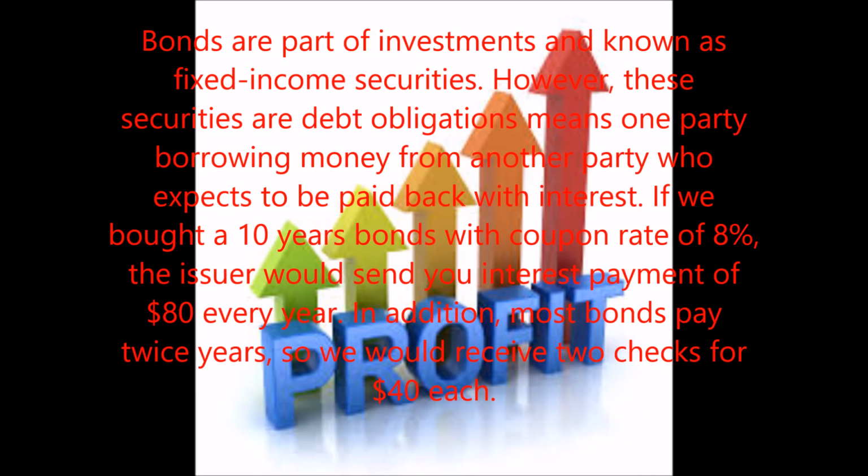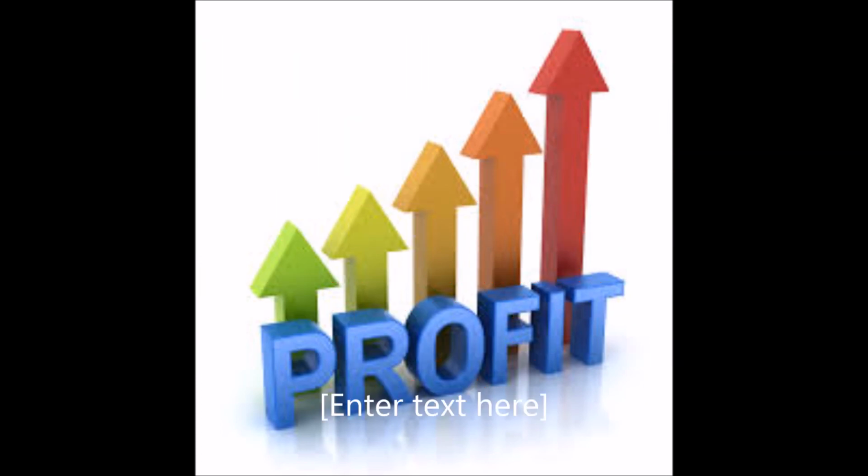Bonds are part of investments and known as fixed income securities. However, these securities are debt obligations, meaning one party borrows money from another party who expects to be paid back with interest. If we buy a 10-year bond with a coupon rate of 8%, the issuer will send you an interest payment of 80 every year. In addition, most bonds pay twice a year, so we would receive 2 checks of 40 each. The same goes for example 2.